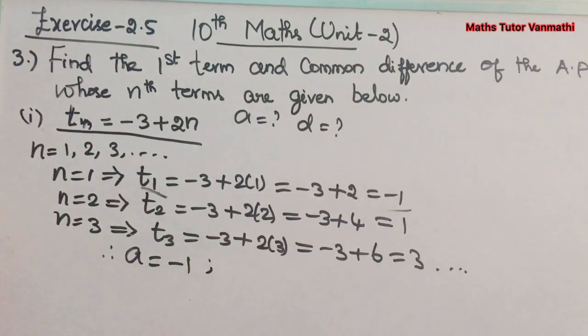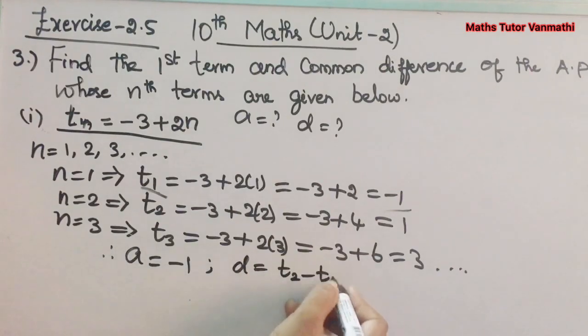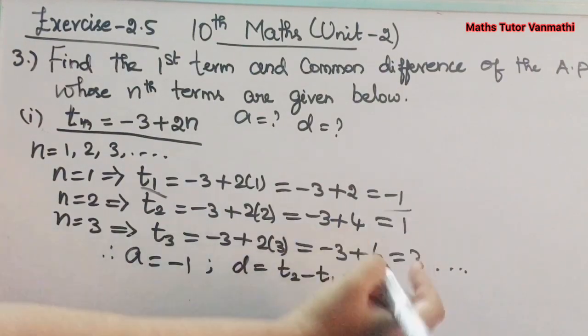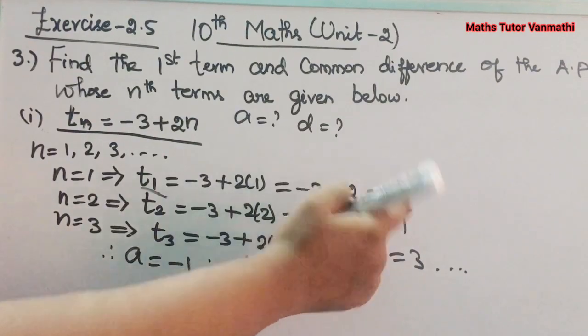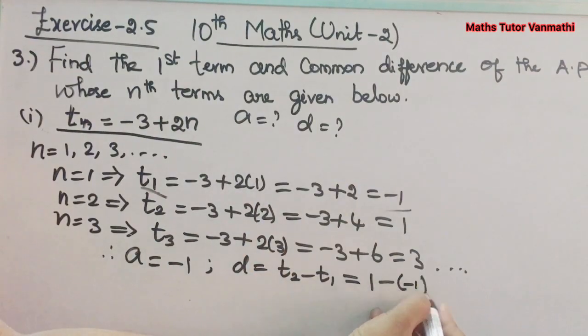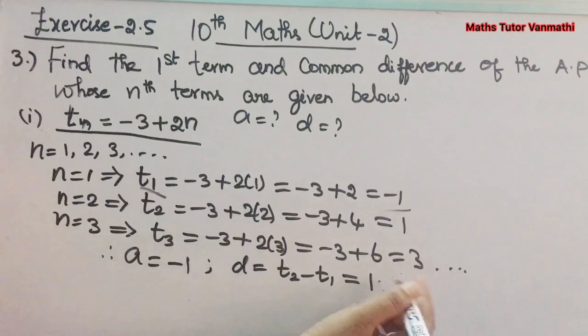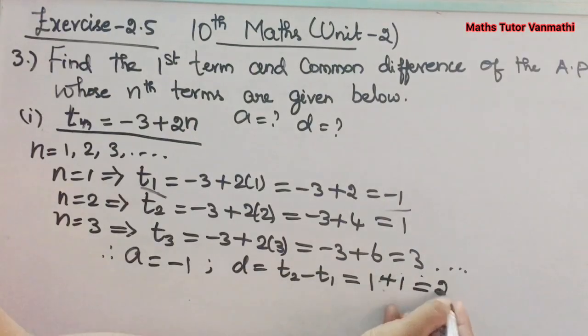Clear? Next, what is your common difference? D is equal to T2 minus T1. What is your T2? 1. And what is your T1? Minus 1. Minus of minus 1, you will get plus 1. Clear? You will get 1 plus 1, 2. So this is your common difference.